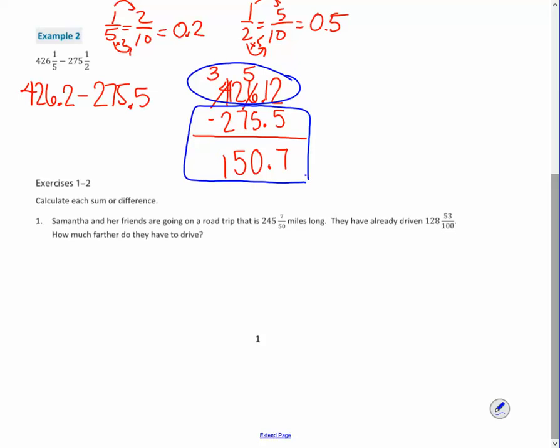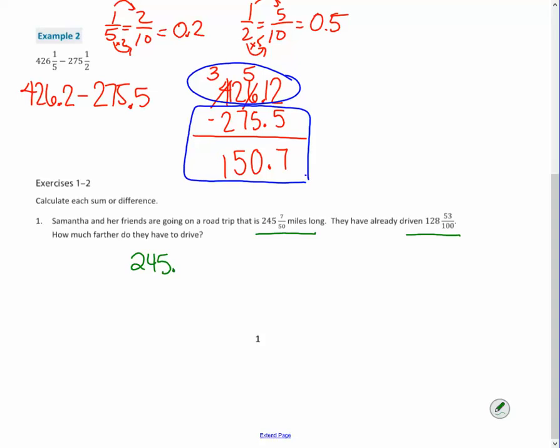Samantha and her friends are going on a road trip that is 245 and I think that says 7/50 miles long. They have already driven 128 and 53 hundredths. How much further do they have to drive? So we need to turn these into decimals. Right, so we have 245 and then a partial number.